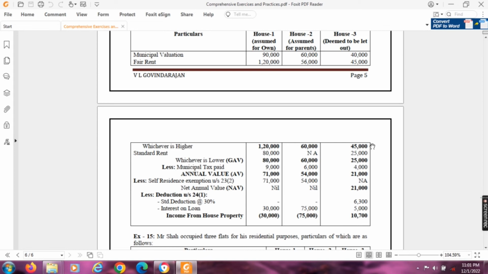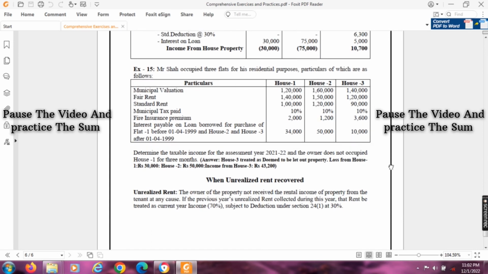For the first house they paid 40,000. That is limited to 30,000 only. For the second and the third, 75,000 and 5,000 are fully allowed. So the loss for the self-residence, which is owned by the assessee himself, shows 30,000. Loss from house property occupied by the parents, 75,000. Income from the deemed to be let-out property, 10,700. In the same pattern, the listeners can practice exercise 15 for their easy reference.